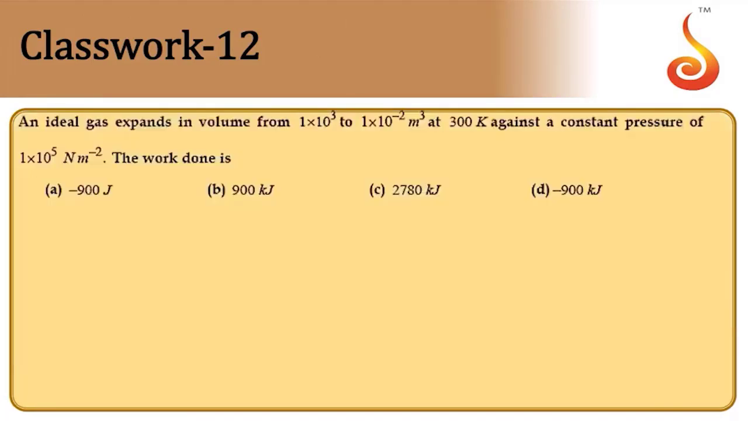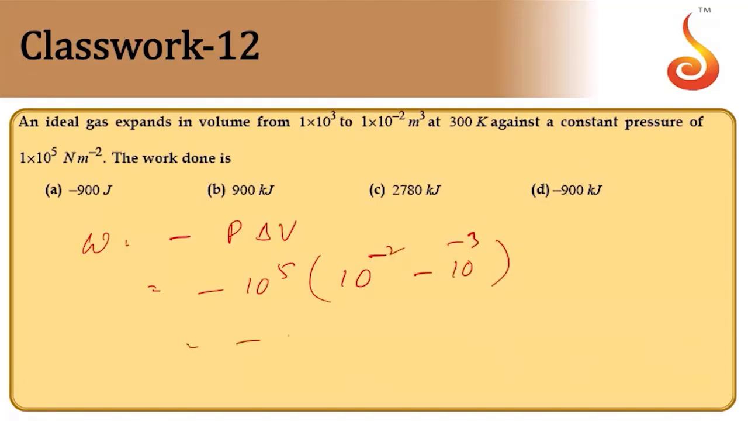So the basic formula will be W is equal to minus P delta V. Pressure is given as 10 to the power of 5 Newton per meter square, and the initial and final volumes change, with V2 as 10 to the power of minus 2 and V1 as 10 to the power of minus 3. On simplification, we get the value minus 900 kilojoules. So the option is D.